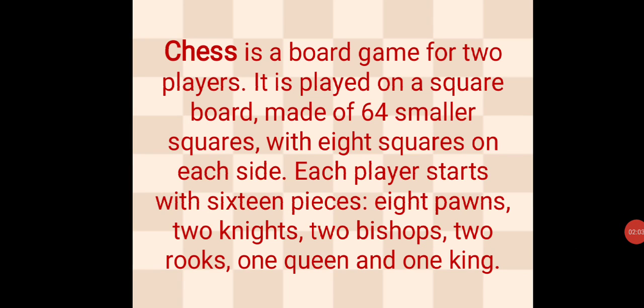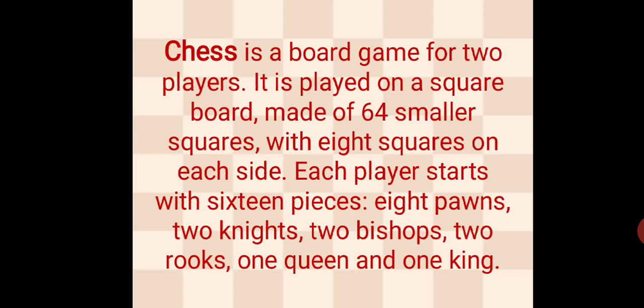Children, chess is a board game for 2 players. So, chess is played only between 2 players. It is played on a square board made of 64 smaller squares. So, in a chess board, there are 64 smaller squares with 8 squares on each row. So, we can say with 8 squares on each side.